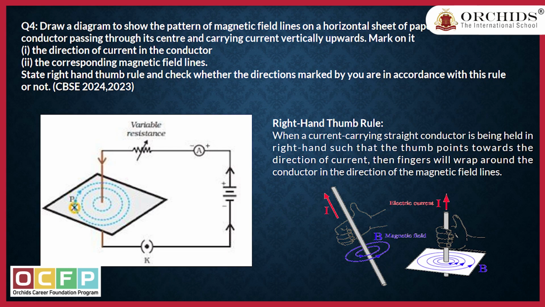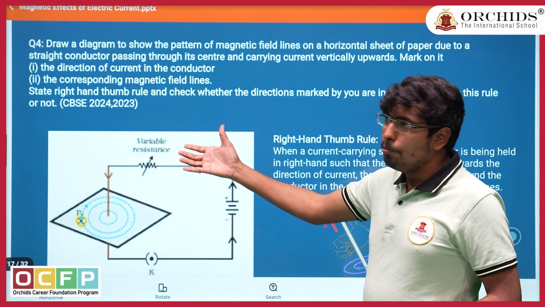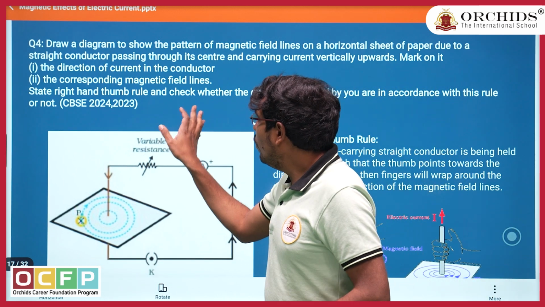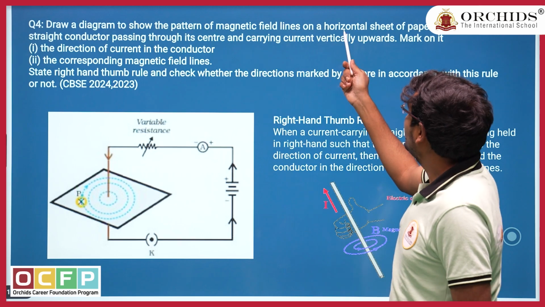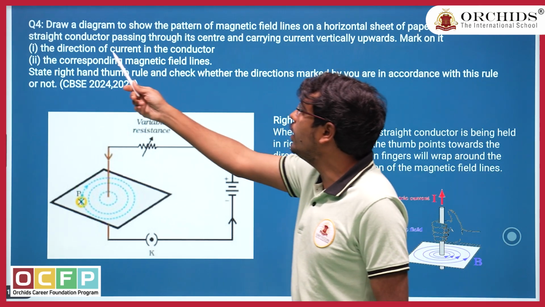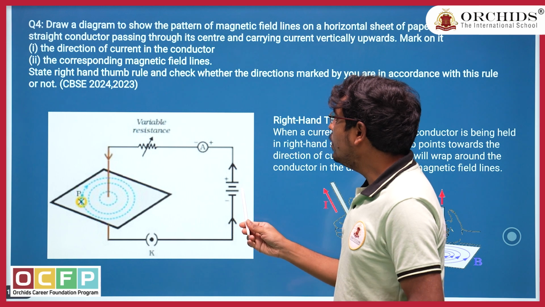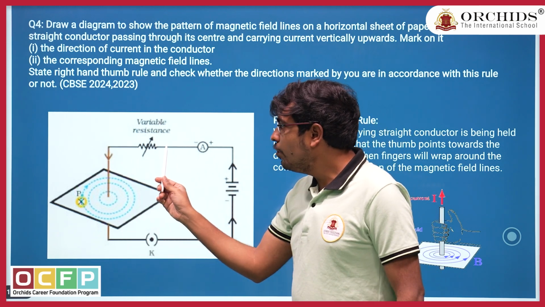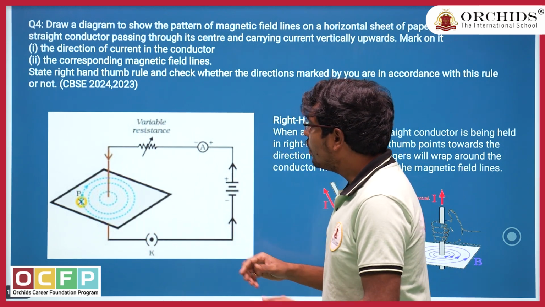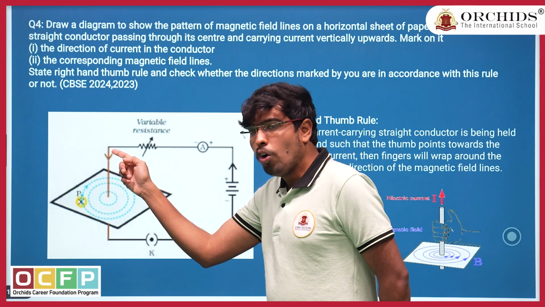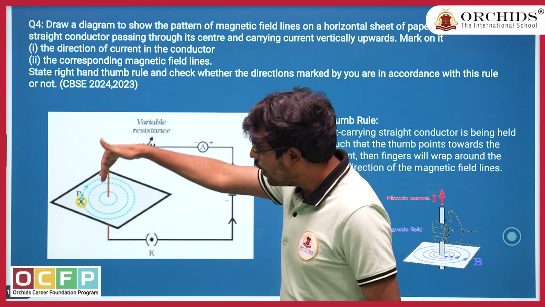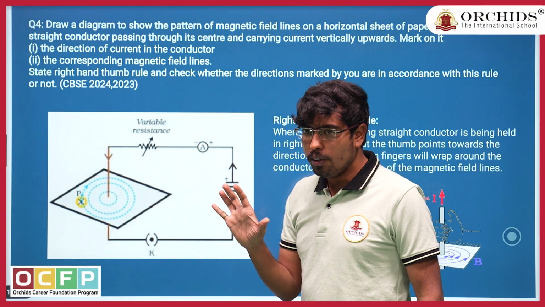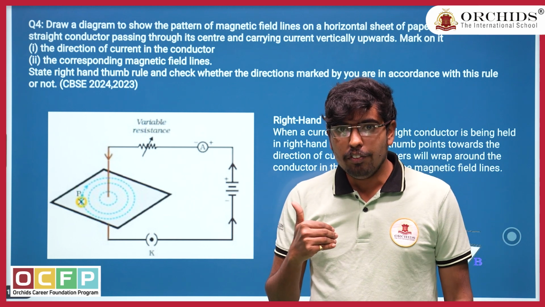So the next question, this time they asked about a diagram. You have to show the pattern of the magnetic field on a horizontal sheet of paper due to a straight conductor. If you see this diagram here, this is a circuit which is passing electricity, and we can see the copper wire, a current flowing conductor, connected here. When the current is passed through this, I want to explain one more rule, which is known as the right hand thumb rule.